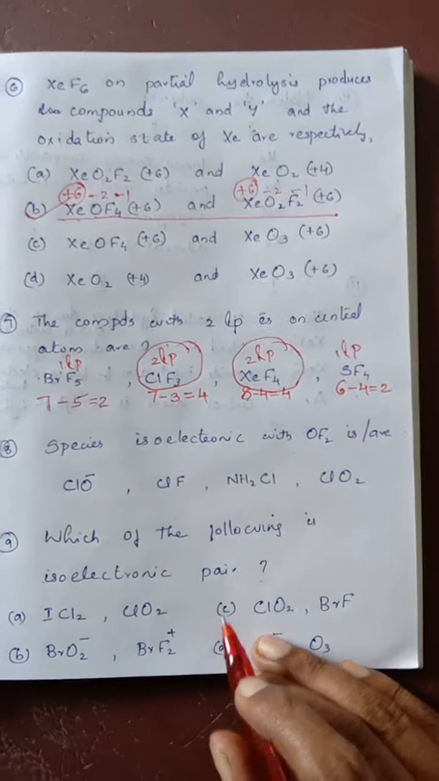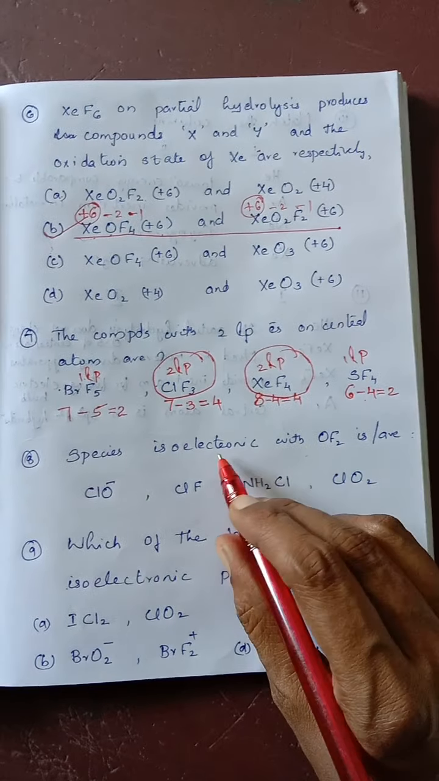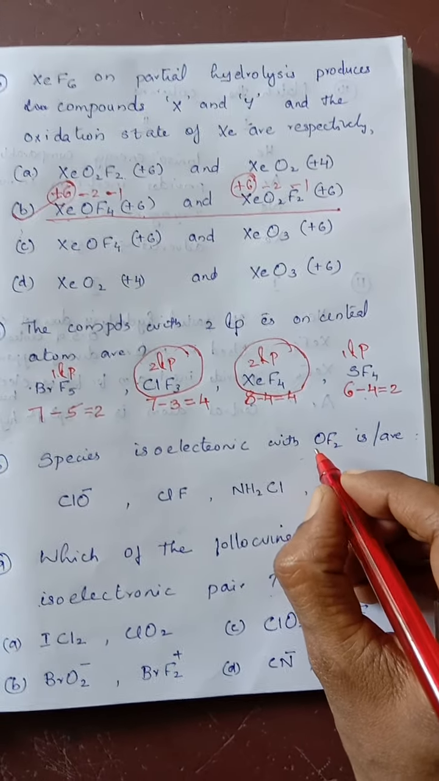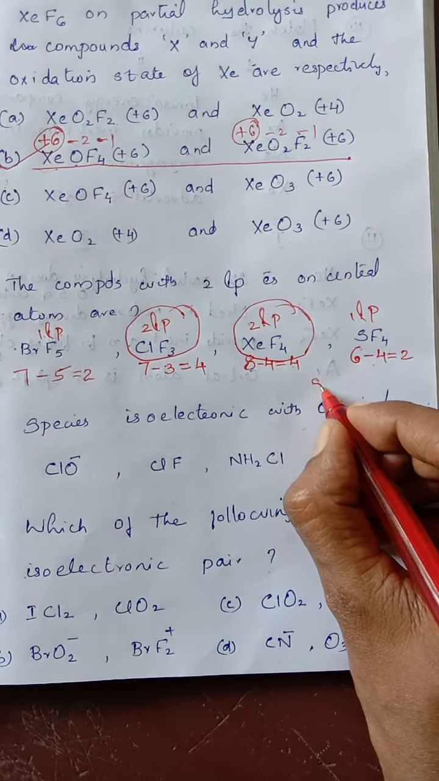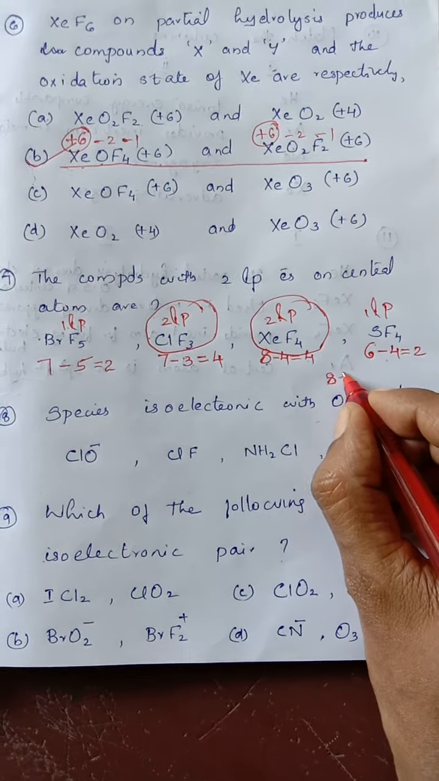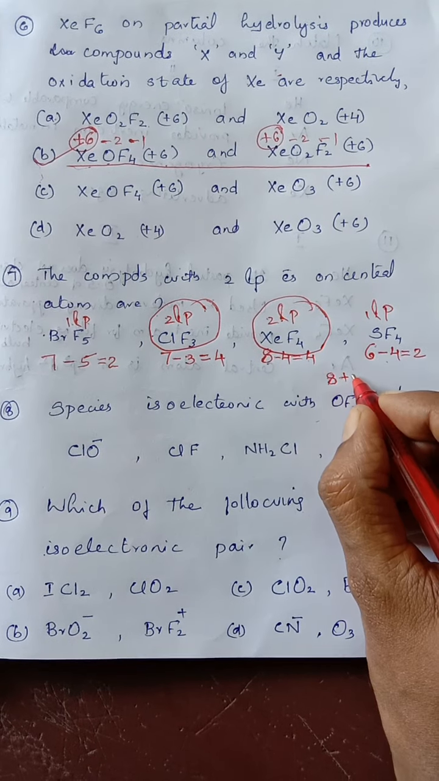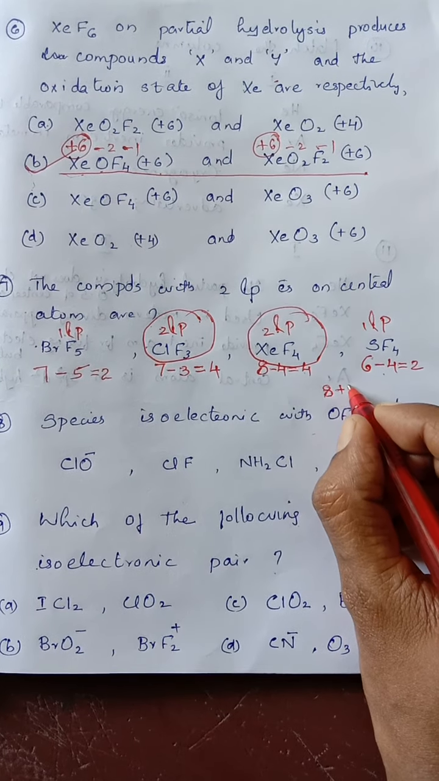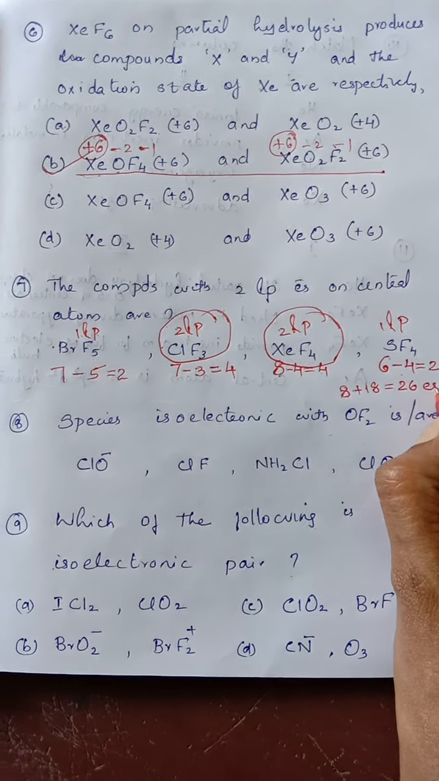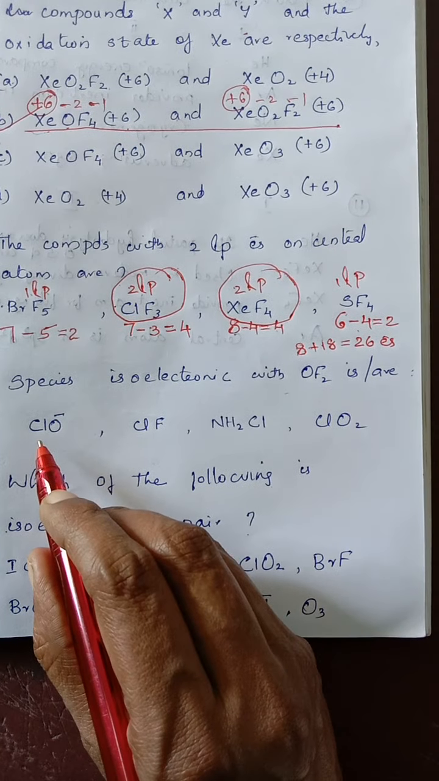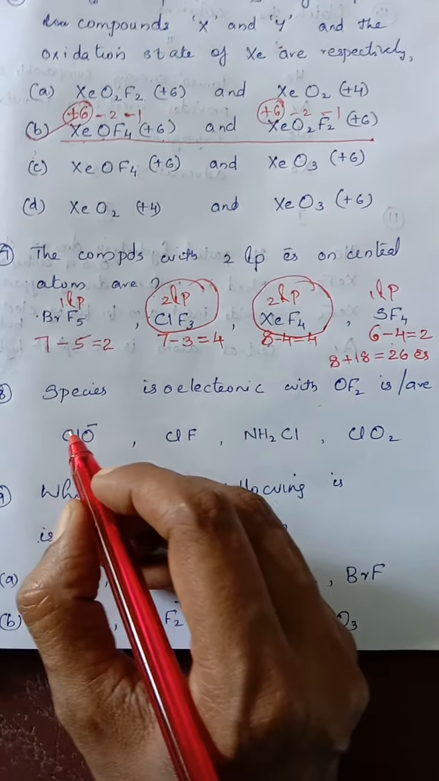Which species are isoelectronic with OF2? Isoelectronic means the same number of electrons. So we need to find out how many electrons are present in OF2. Oxygen contains 8 electrons, atomic number 8, plus F2, one fluorine atom contains 9 electrons, 9 plus 9, 18, which gives 26 electrons. So you have to find out the species which contain 26 electrons.